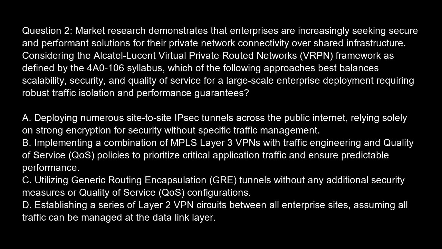Option C. Utilizing generic routing encapsulation (GRE) tunnels without any additional security measures or quality of service (QoS) configurations. Option D. Establishing a series of Layer 2 VPN circuits between all enterprise sites, assuming all traffic can be managed at the data link layer.